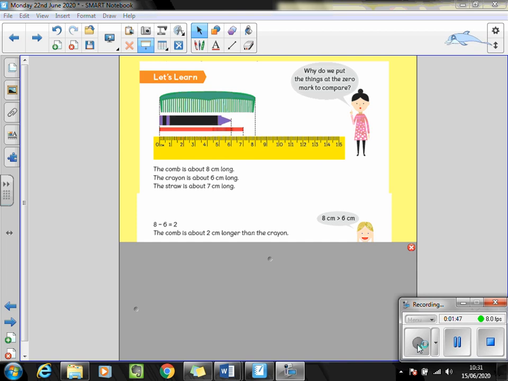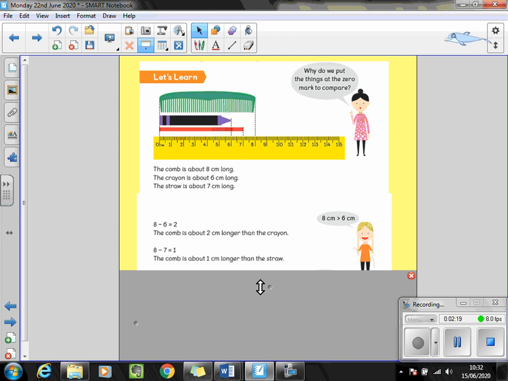If we look in more detail, we can see that the green comb is about 2 centimetres longer than the crayon. Now you can see that really clearly when you look at the yellow ruler, because there is a difference of 2 centimetres. But we could also look at the numerical value and know that the comb is 8 centimetres. If we take away the length of the crayon, which is 6 centimetres, there is a difference of 2 centimetres.